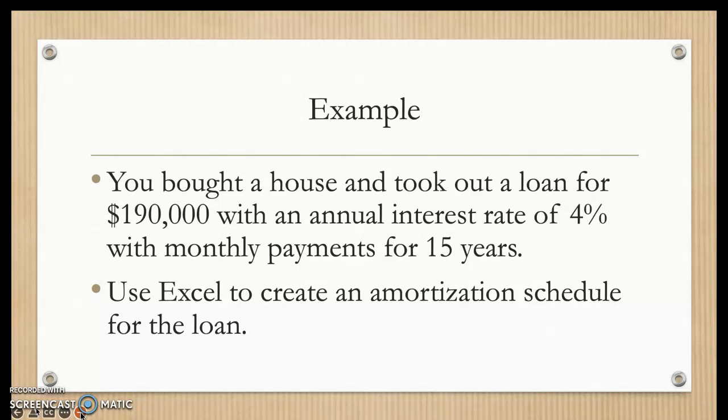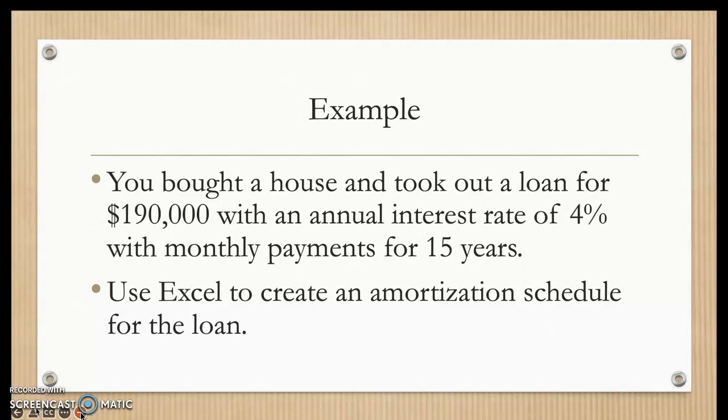Okay, so the example we're going to use, write down this information. You bought a house and took out a loan for $190,000 with an annual interest rate of 4%, and you're making monthly payments for 15 years. Now, use Excel to create an amortization schedule for the loan.